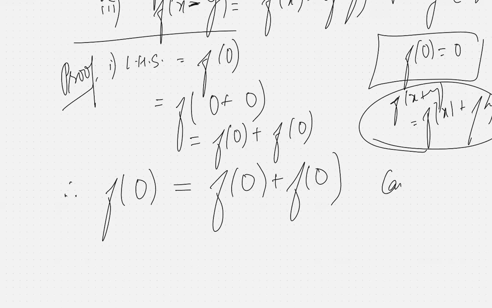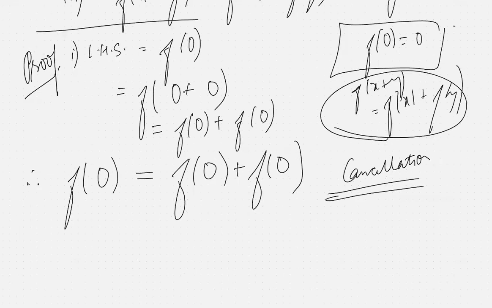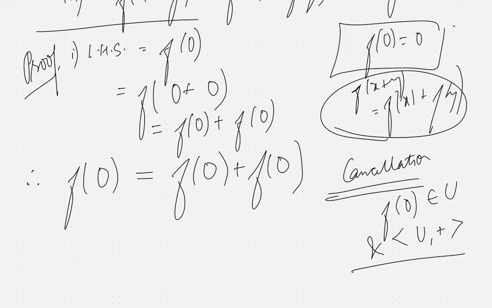When is cancellation allowed? We can do either left cancellation or right cancellation only when we know that it is a group. Now, yes, we know that 0 was an element from the domain, and f of 0 is an element from the range. f of 0 belongs to range U. And range U, because it is a vector space, with respect to plus, it will be an abelian group. Now, because it is an abelian group, cancellation laws would exist. And we can always cancel f of 0 and f of 0 either from left or right. It's the same thing in this case. So 0 will be equal to f of 0.